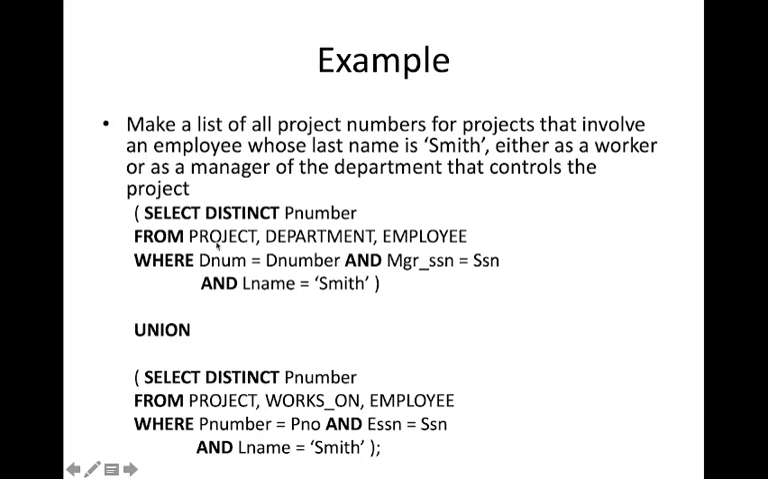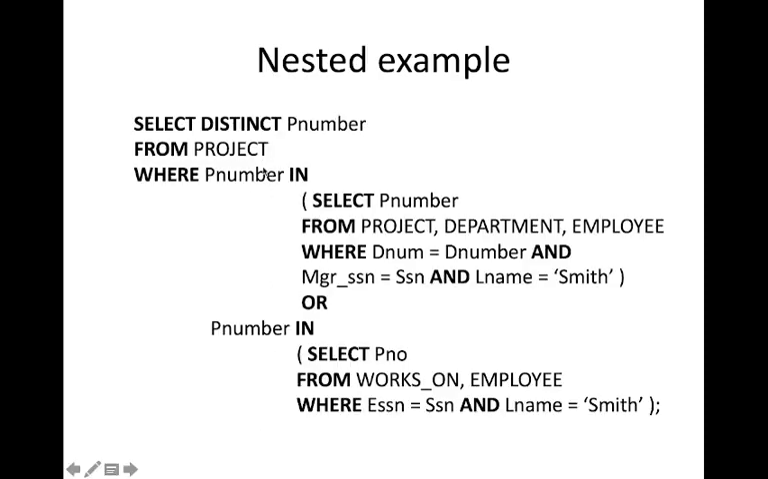This same query can be replaced using a nested query. So we will see how to replace this with a nested query. This is the nested example. We have to list the project number from project where P number in. The in operation is a comparison operator, like equal to. What it does is check against a set of elements. If we want to check against a set of elements, we have to use this in operator.